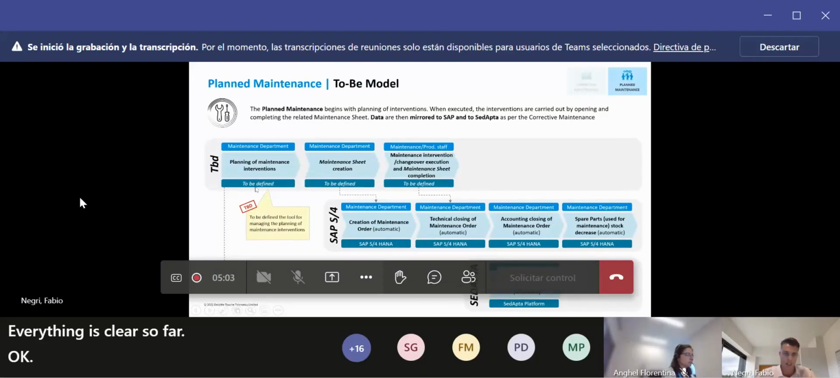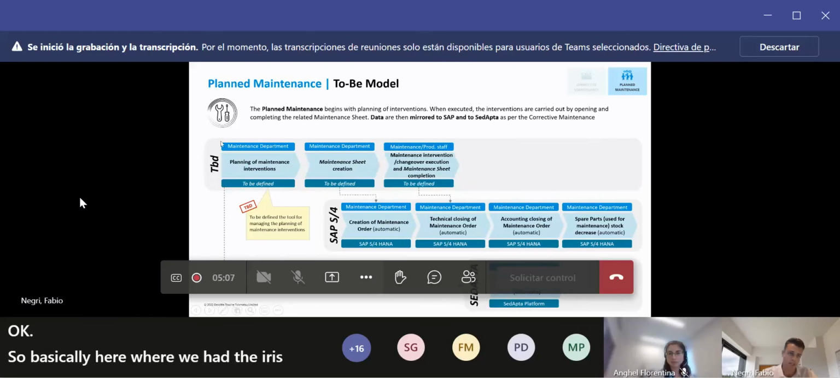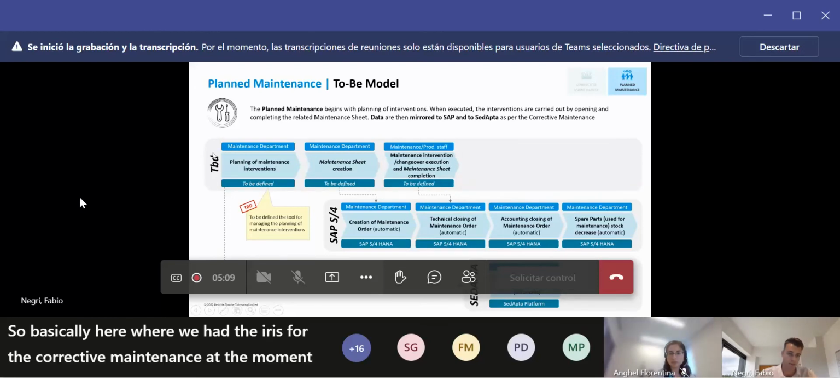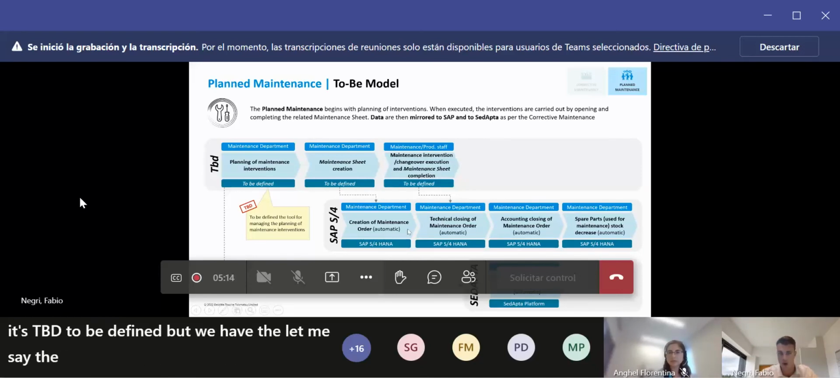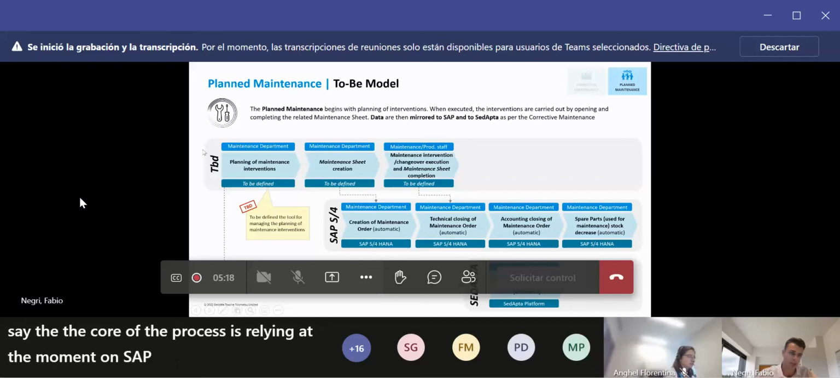So basically, here where we had Iris for the corrective maintenance, at the moment it is TBD, to be defined, but the core of the process relies at the moment on SAP. Therefore, this TBD can be either Iris or SAP. But let's go through the process.